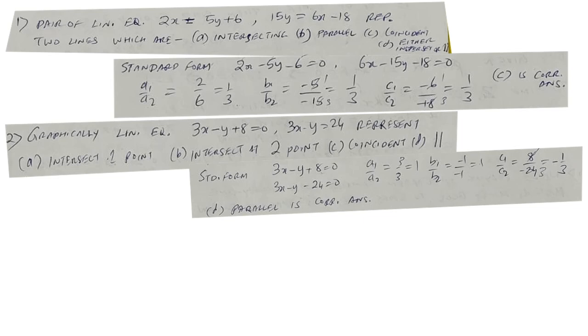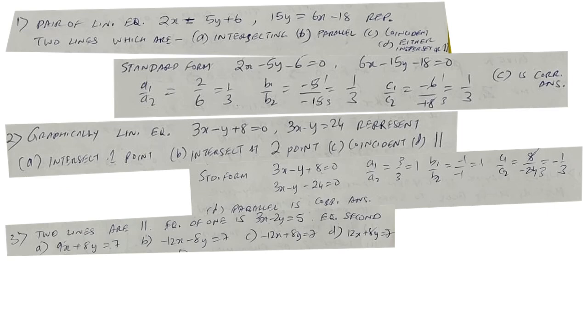A1 by A2 is equal to 3 by 3, that's 1. B1 by B2 is equal to minus 1 by minus 1, that is also 1. C1 by C2 is 8 by minus 24. Plus divided by minus is minus, and 8 3s are 24, so it becomes minus 1 by 3. So you can see that a1 by a2 equal to b1 by b2, but it is not equal to c1 by c2. Therefore, in this case, these two lines are parallel. So D is the correct answer.